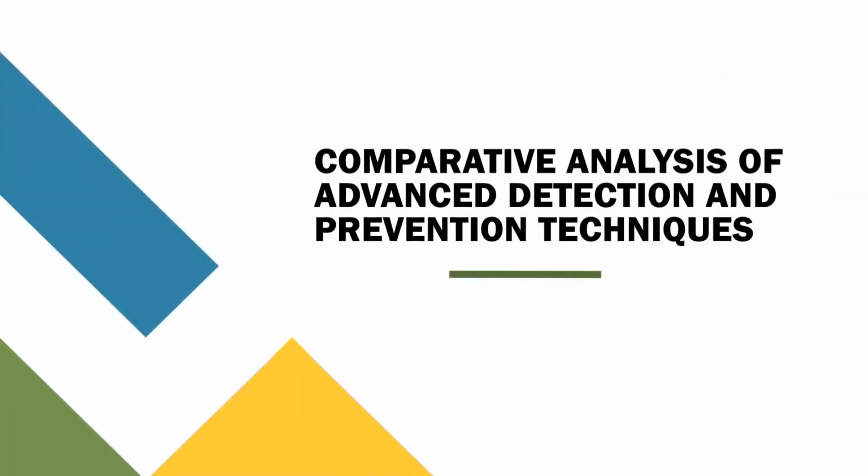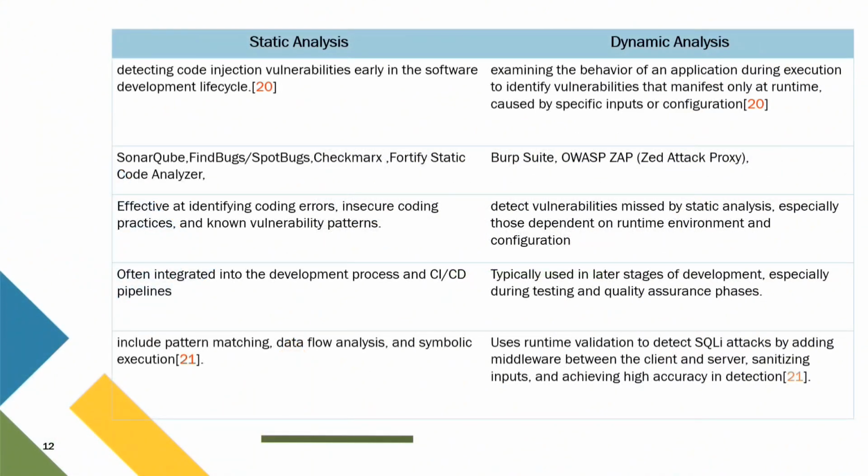Okay, so I will start with a comparative analysis of advanced detection and prevention techniques. If we start with detection techniques, there are two main detection techniques in code injection analysis, that is static analysis and dynamic analysis. Here is a comparison between them, the main differences between both of them.